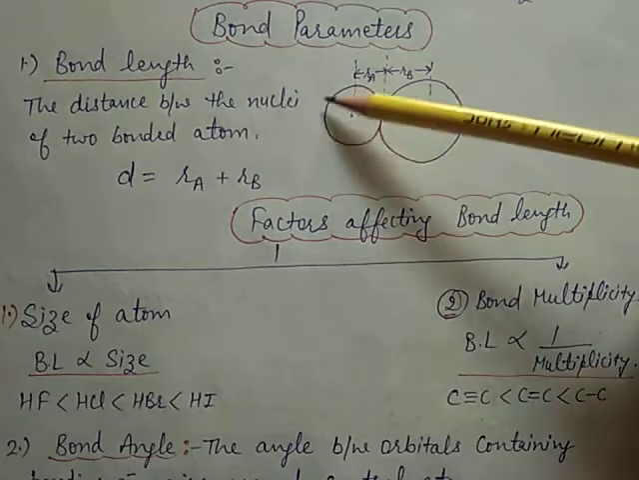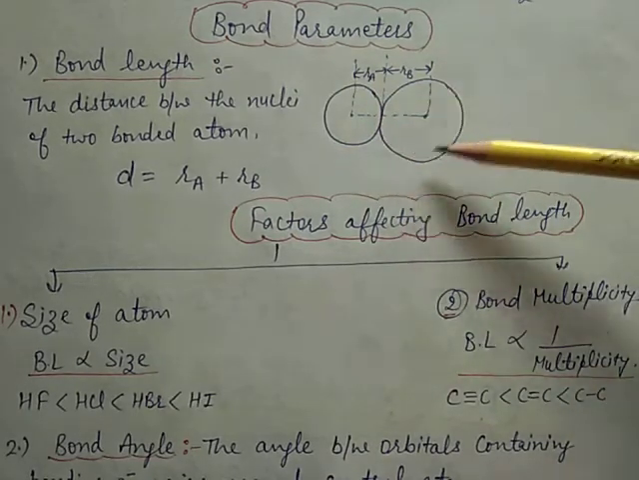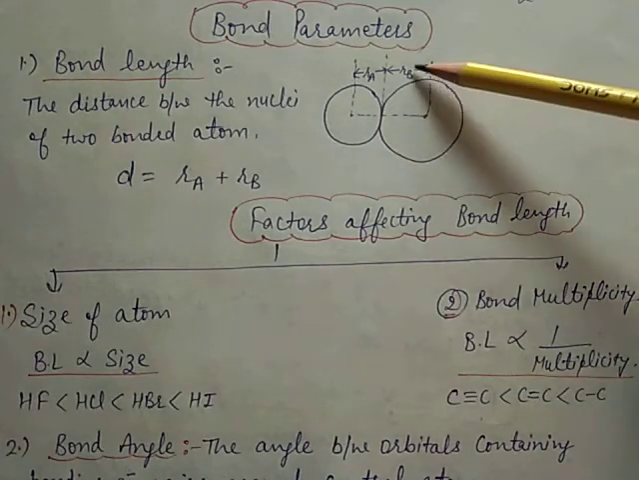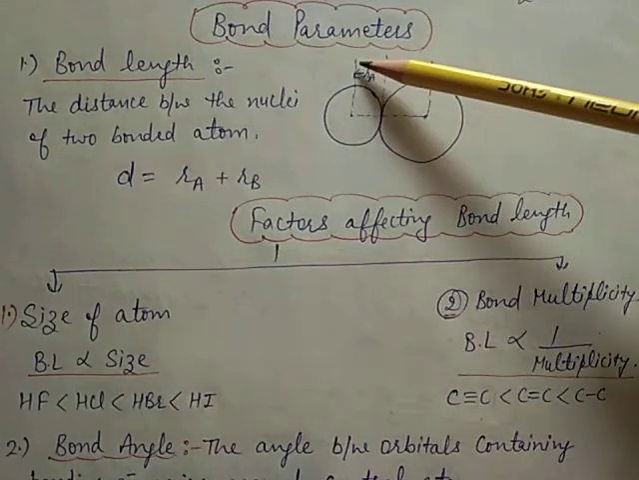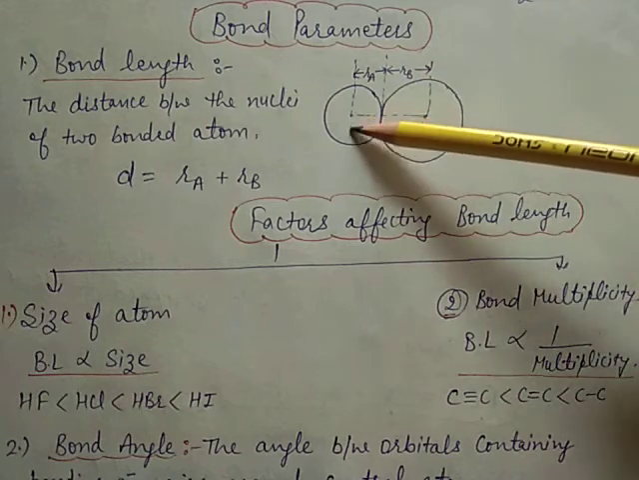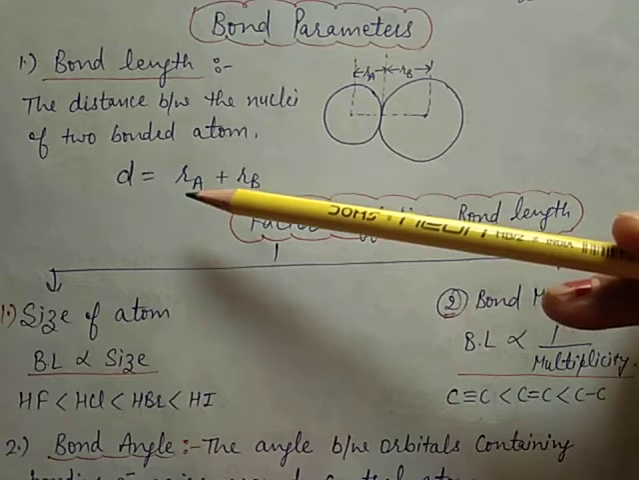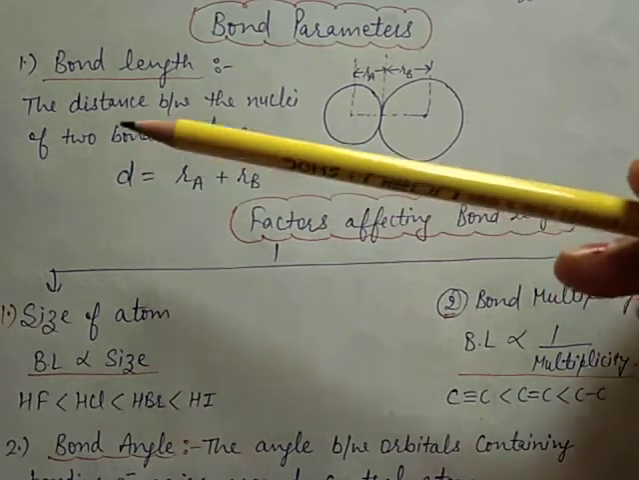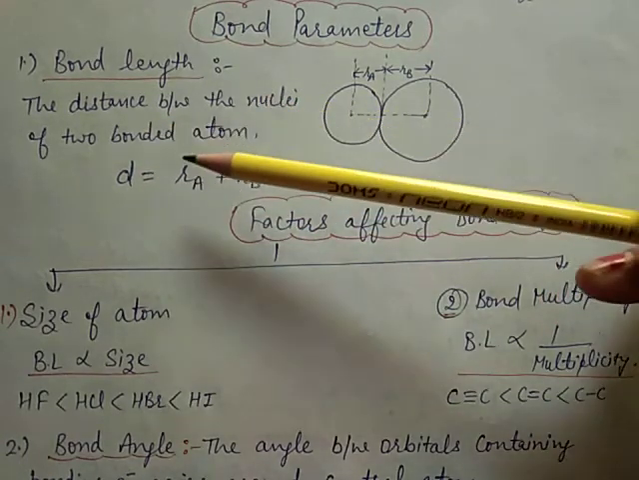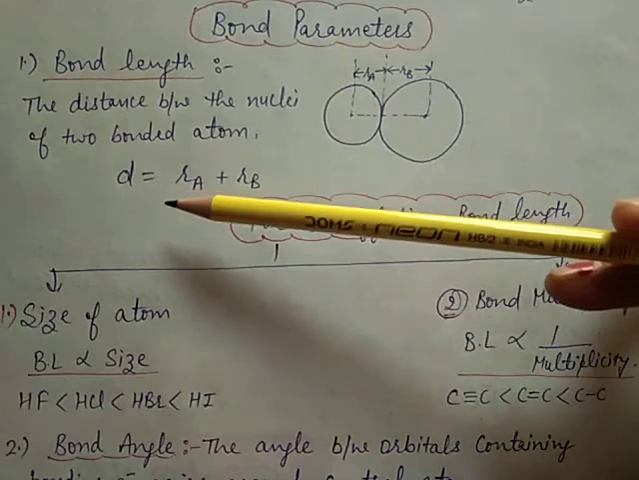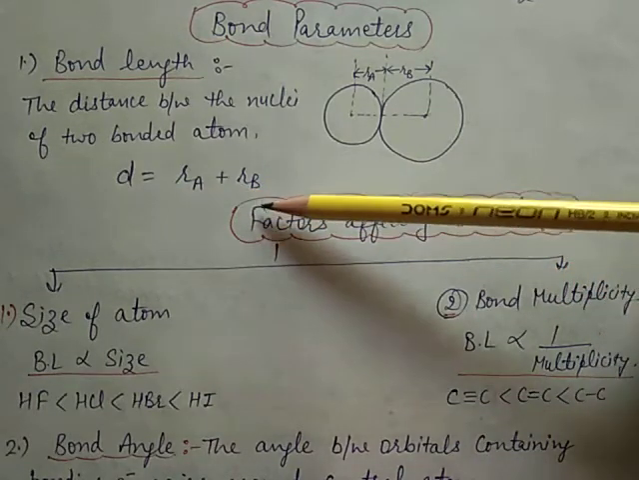What do you mean by bond length? Suppose this is a sphere with radius RA, and this sphere B has radius RB. So the overall distance from A to B is equal to D. This means the distance between the nuclei of two bonded atoms, from here to here, is called the bond length. So D is equal to RA plus RB.